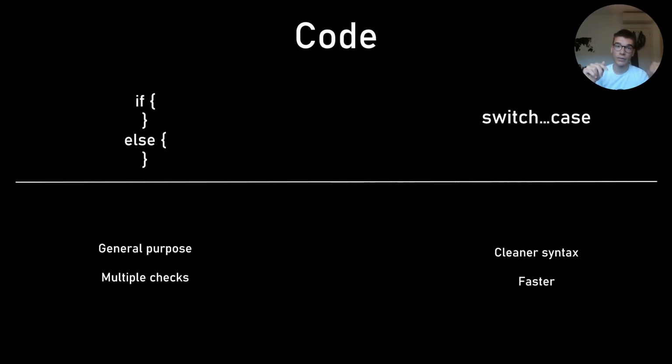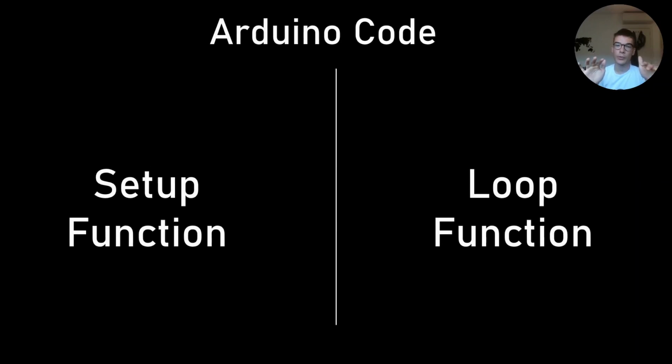And the switch case structure is slightly faster and has a cleaner syntax. I started off with the if-else structure because I was used to it and I already used some if-else statements. But then I switched to the switch case structure because even a small improvement in speed could make a big difference. So, how do we implement this in Arduino code especially?